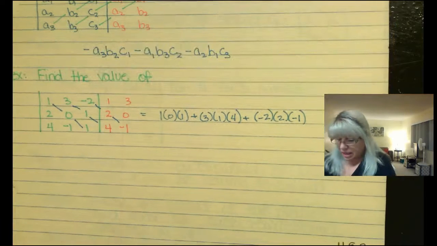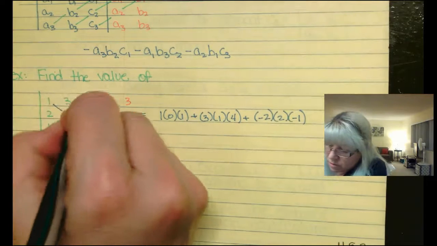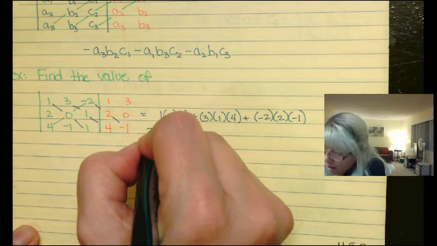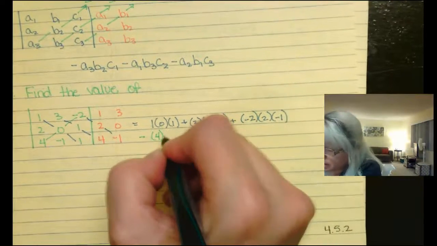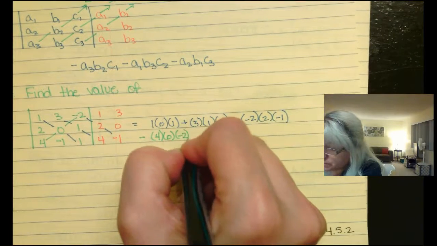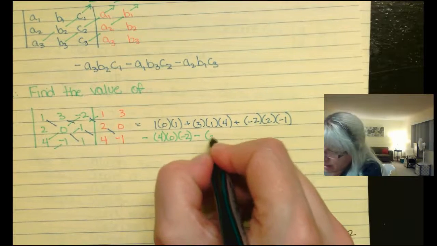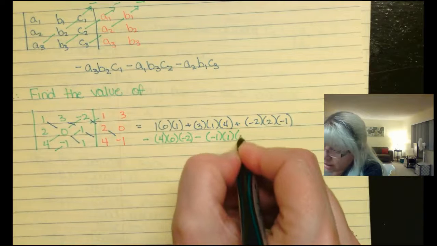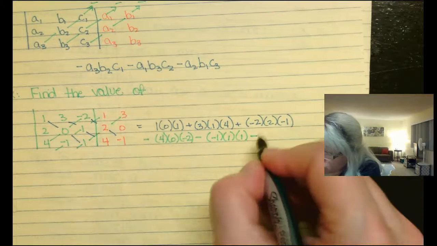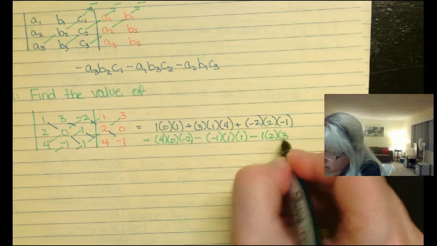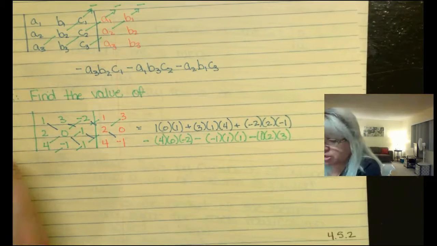Okay. Now going the other direction are going to be my subtraction. 4 times 0 times negative 2 is subtract 4 times 0 times negative 2. Subtract negative 1 times 1 times 1, subtract 1 times 2 times 3. Okay, those are all my combinations.